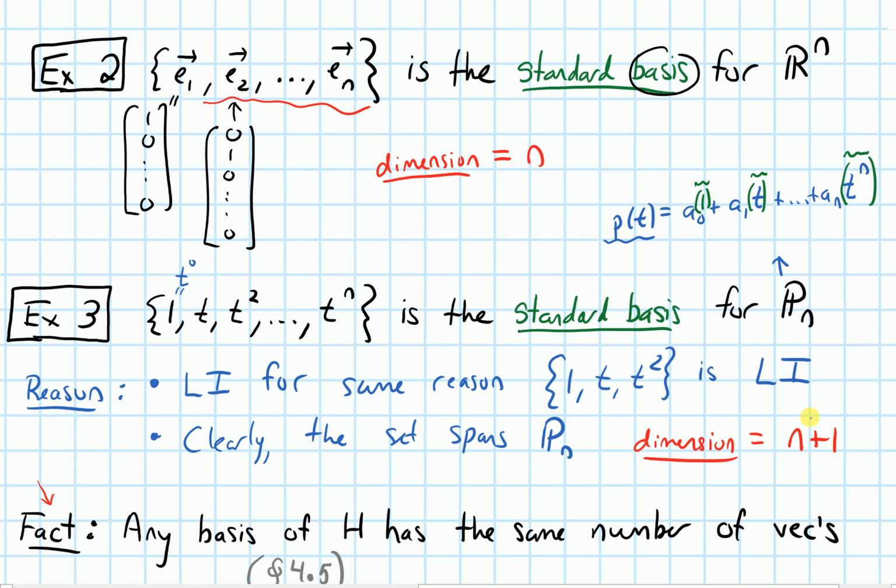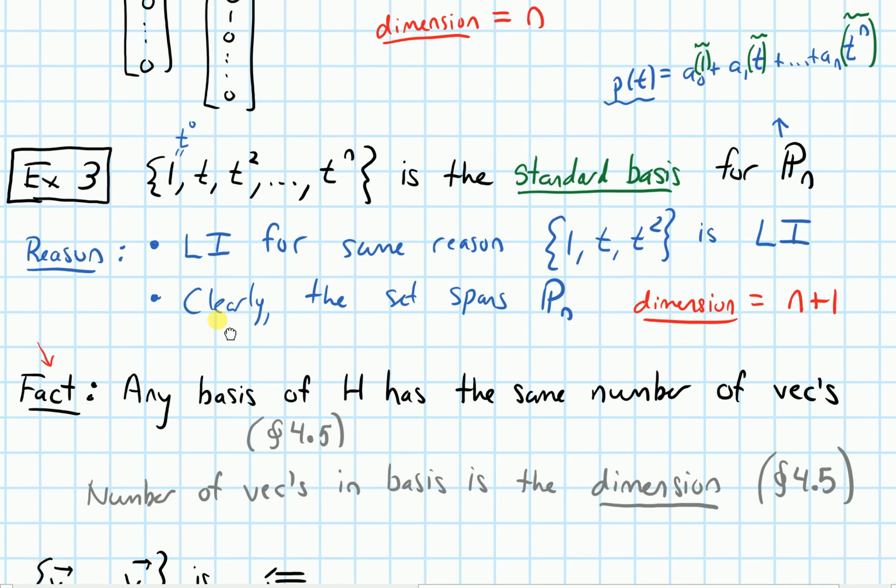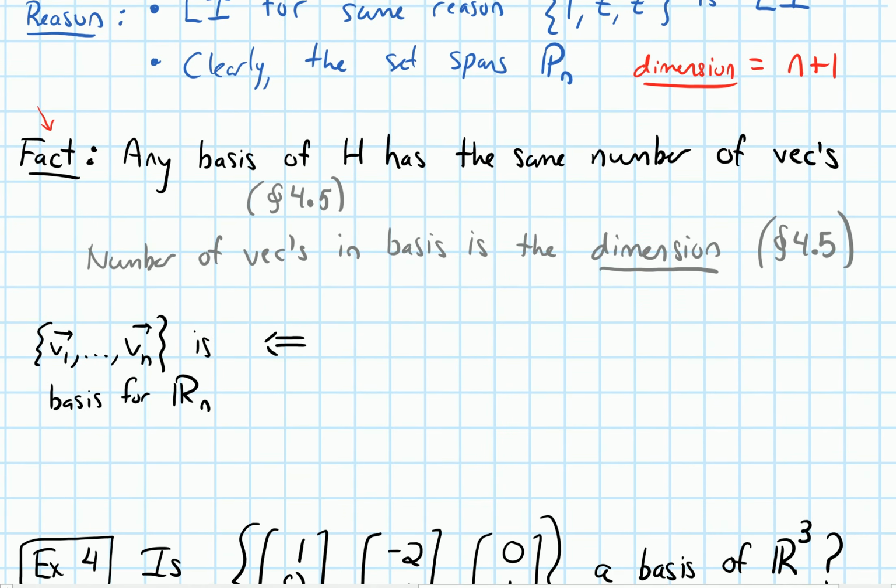So there are n plus 1 elements in this basis. That's why the dimension is n plus 1. Okay, so let's state a key theorem now. This is just summing up what we noticed.